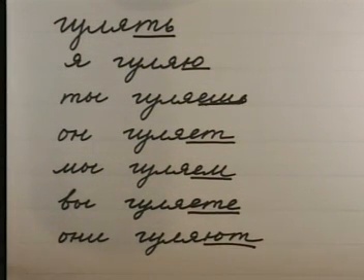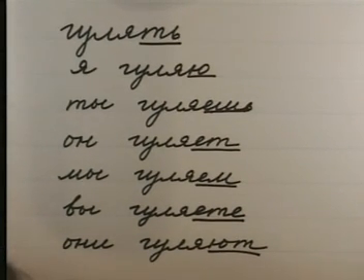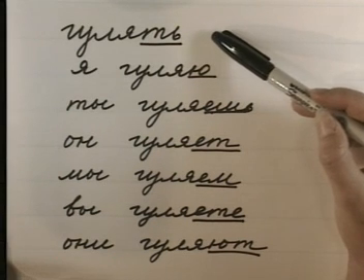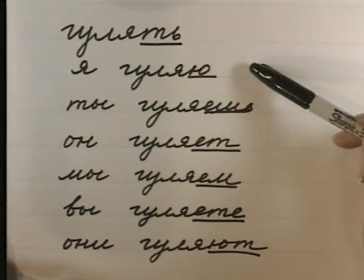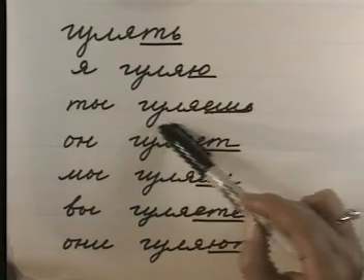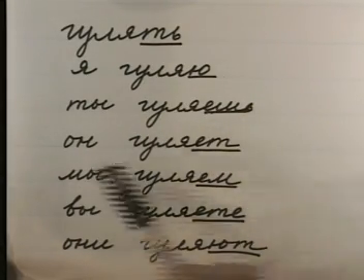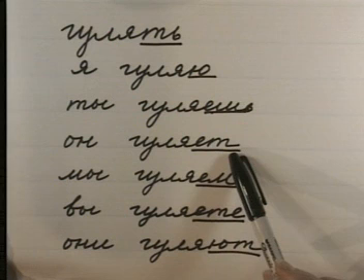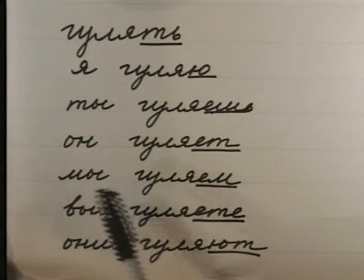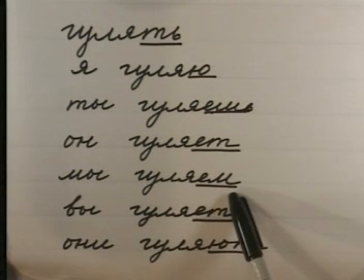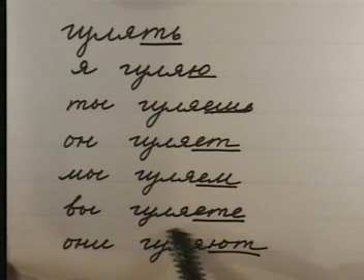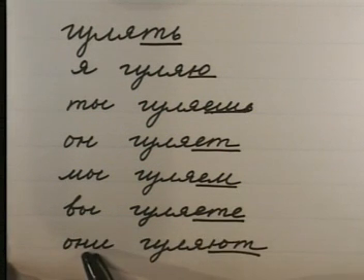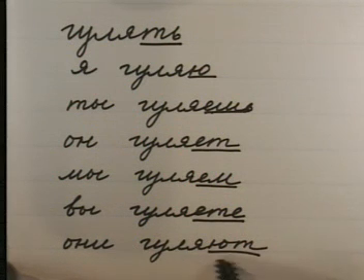Они гуляют. Again, this is the full conjugation of the verb гулять. По-английски to walk leisurely, to stroll. Я гуляю, ты гуляешь, он гуляет, мы гуляем, вы гуляете, они гуляют.